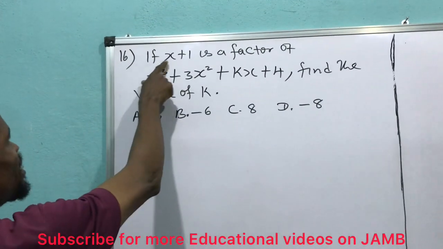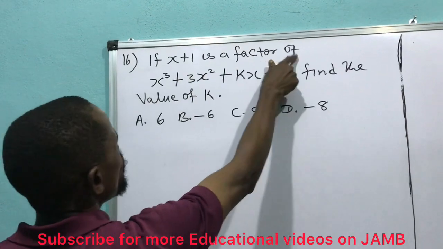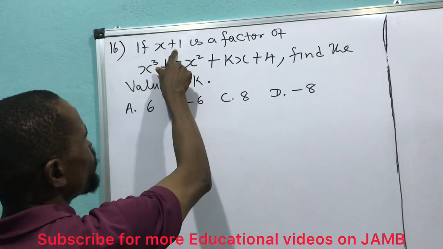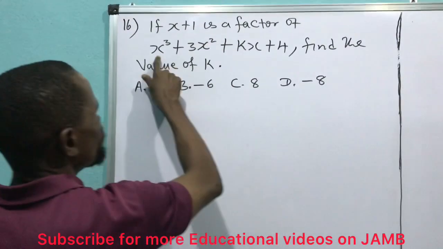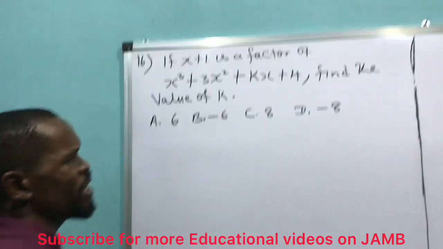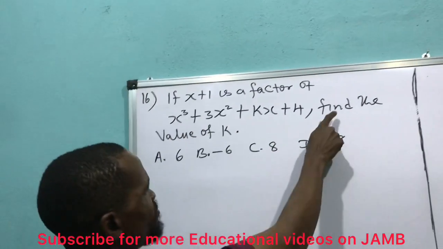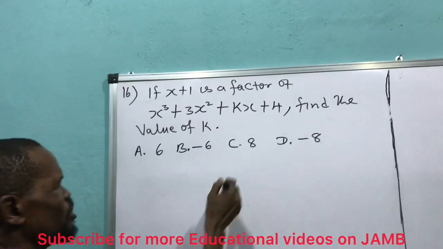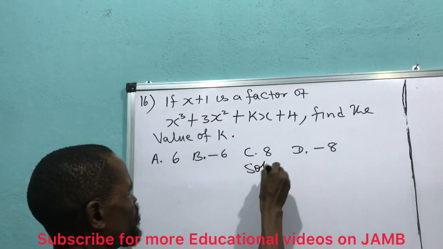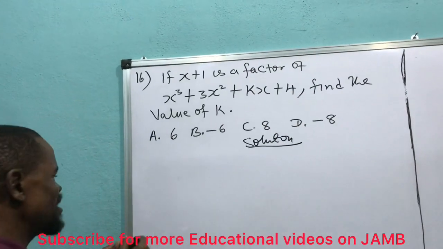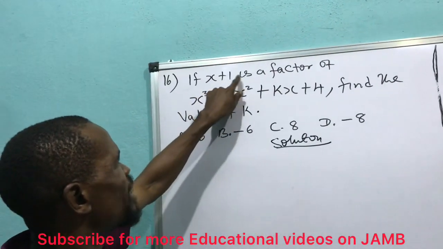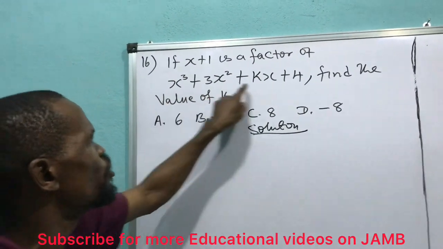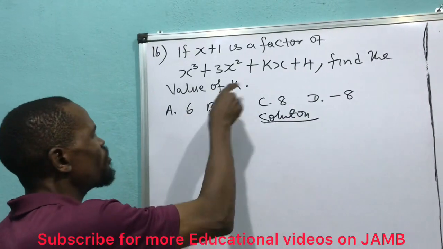This is question number 16. Question number 16 says if x plus y is a factor of this polynomial, look at the polynomial, find the value of k. For this solution, let's go to the solution so that you understand what I mean. Look at this. They say that if x plus 1 is a factor of this polynomial, find the value of k.